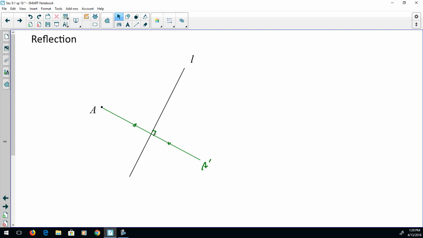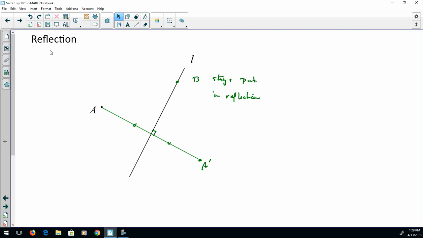Now, any point that's on the line, say B, stays put in a reflection. Any point that's on the line stays put. So the line segment from A to its reflected image is going to be perpendicular to L, and L is going to bisect it. Okay. So let's play with perpendiculars here. Oh, I should say before, I forgot to look at my notes.